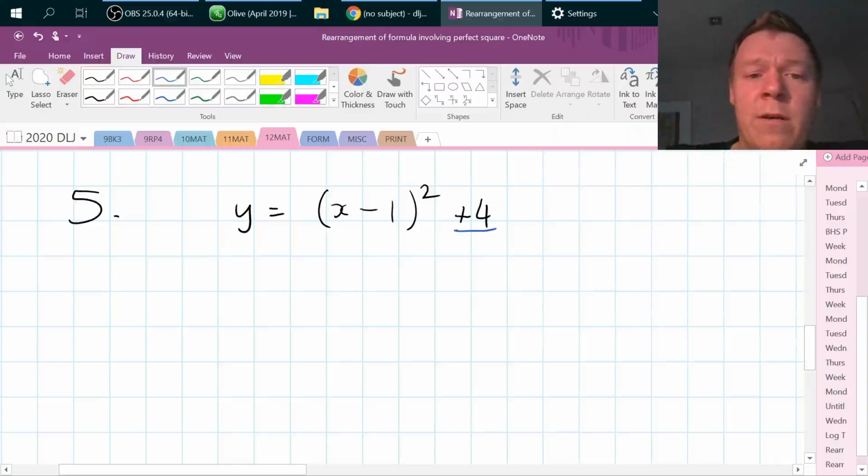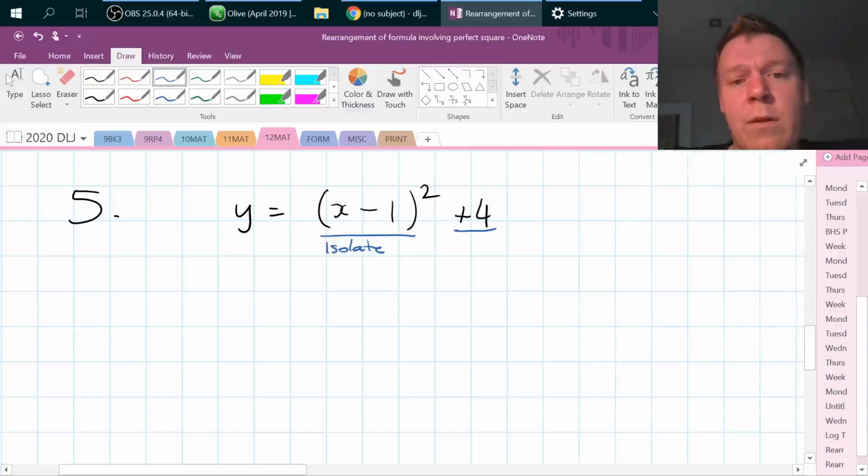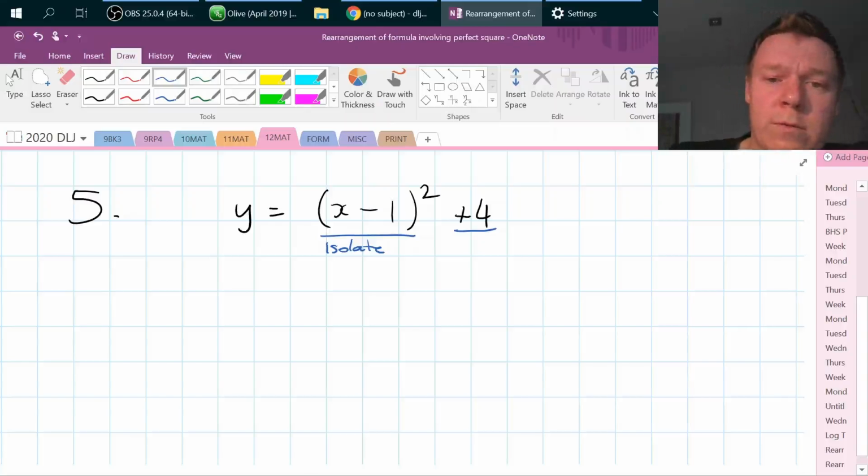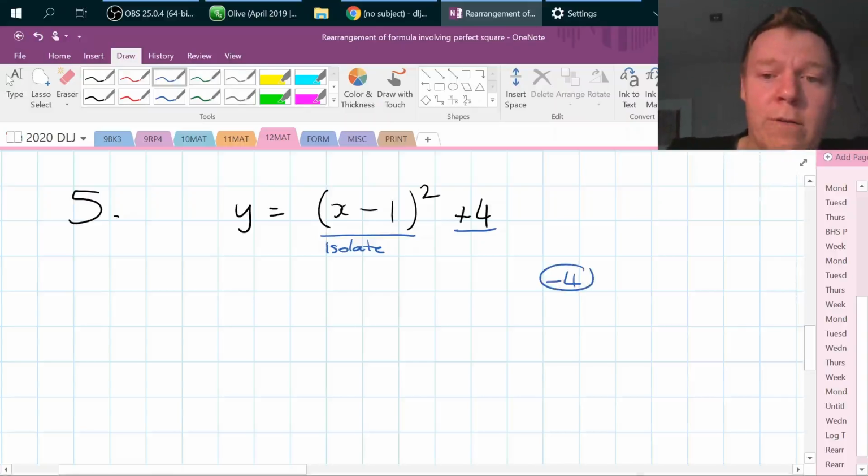You have to isolate your term, which is to the power of 2, first before you can take the square root of both sides. So the first step in this case is to subtract 4 from both sides.